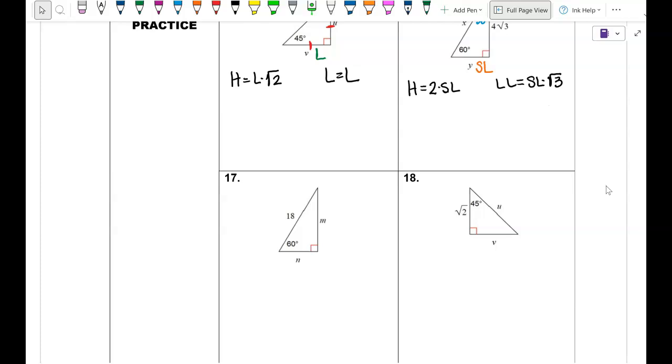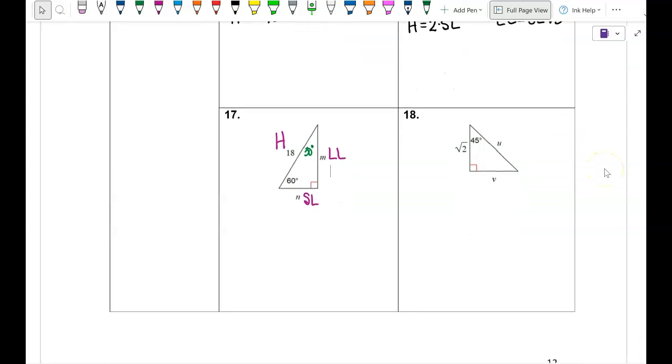All right, number 17. 60 and 90 means the other angle has to be 30. Opposite the right angle is the 18, so that represents the hypotenuse. Opposite the 30 is n, so that represents the shorter leg, leaving m to be the longer leg. So again, my relationships here: hypotenuse equals 2 times the shorter leg, longer leg equals the shorter leg times radical 3.